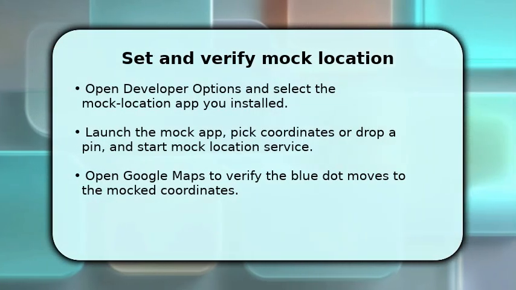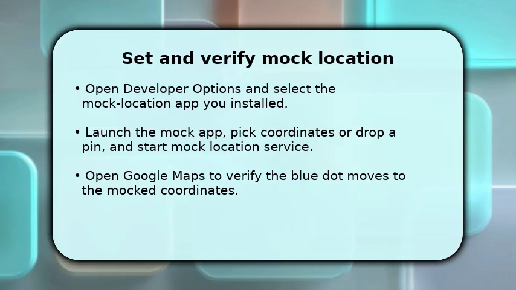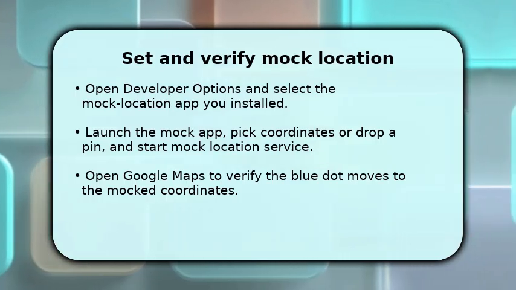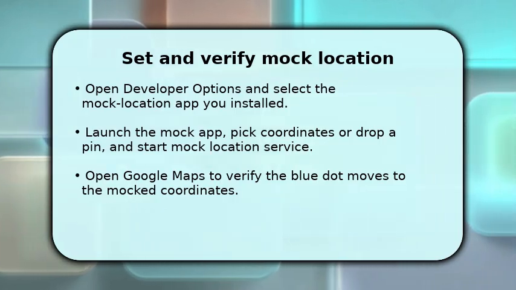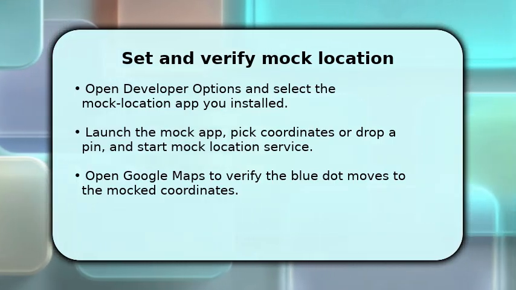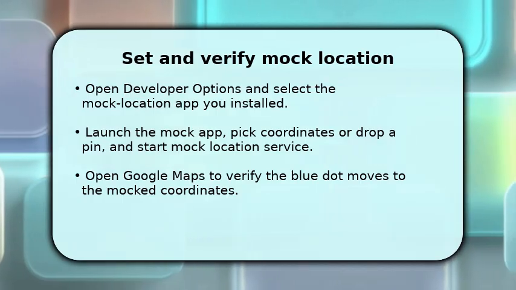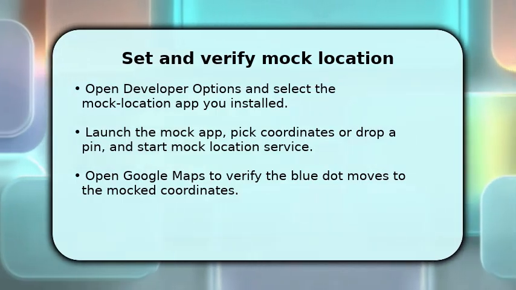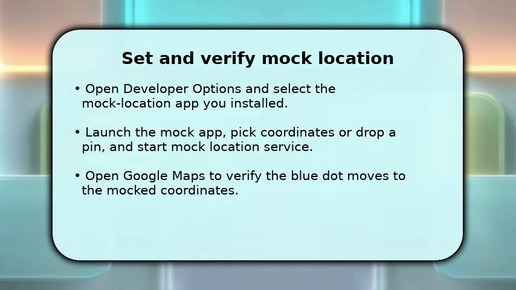Next, you set and verify the mock location inside the mock app. Open developer options and choose the mock app you installed. This authorizes it. Then, in the mock app, drop a pin or enter exact coordinates and start the mock service. Now open Google Maps and watch the blue dot. It should follow the mocked coordinates. If Maps still shows your real location, close Maps fully, stop location caching, and relaunch to force an update.